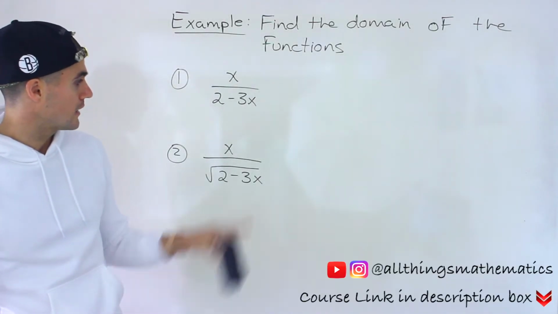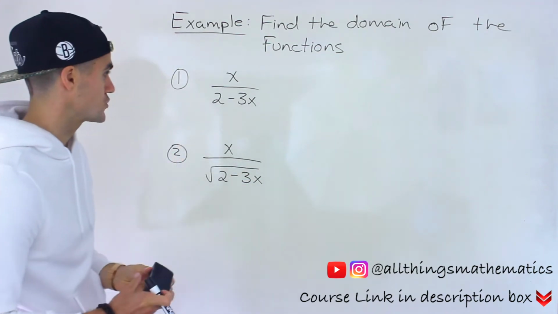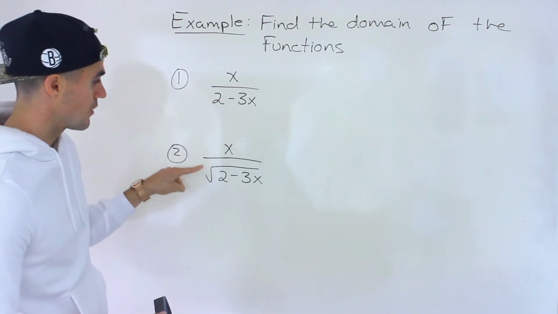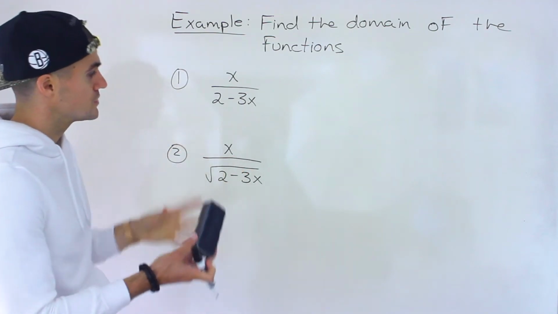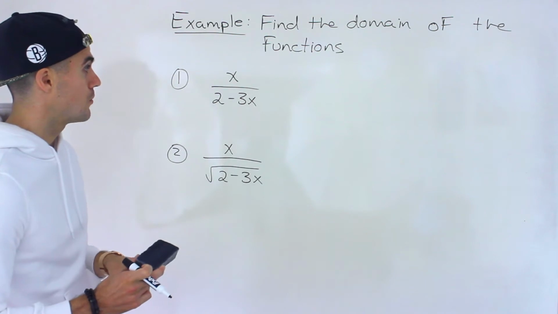So we have to find the domain of these two functions here. Notice they're actually the same function, they're both rational functions. The only difference is that this denominator is 2 minus 3x, while this denominator is the square root of 2 minus 3x. And those two differences are actually going to make a difference in the domain.